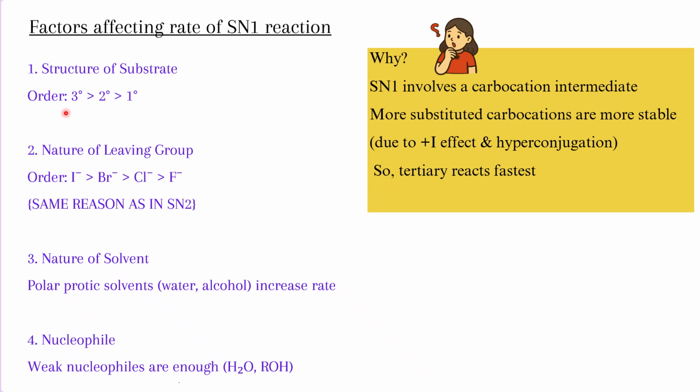Their intermediate is nothing but a carbocation, which can then be easily attacked by a nucleophile in order to form the desired product. So remember that SN1 requires a stable carbocation, and this carbocation is stable because it has more substitutions, and these substitutions provide more plus I effect, that is positive inductive effect, which stabilizes the carbocation.